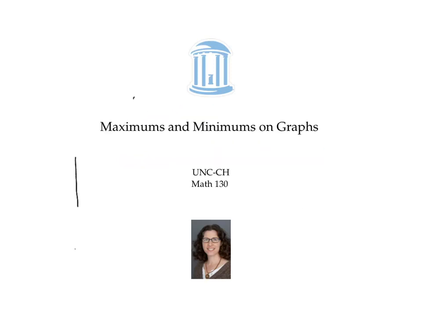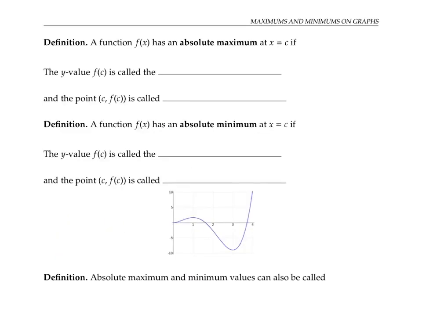This video is about identifying maximums and minimums for functions from their graphs. We'll start with some definitions. A function f of x has an absolute maximum at the x value of x equals c if the y value at x equals c is as big as it ever gets.